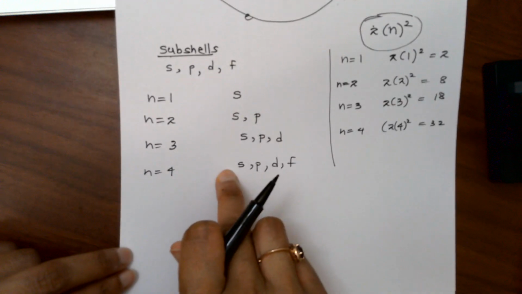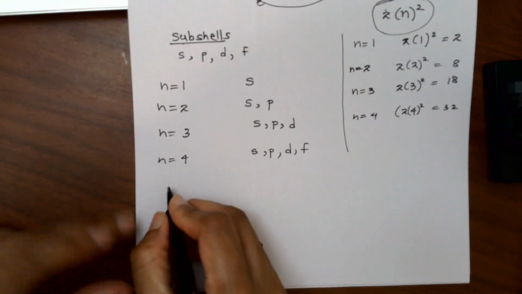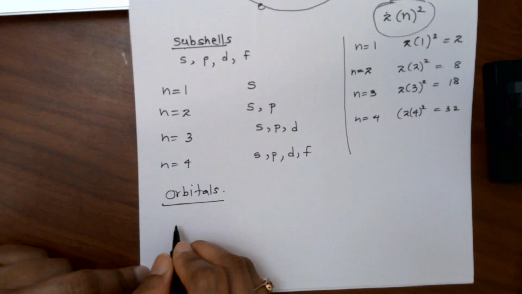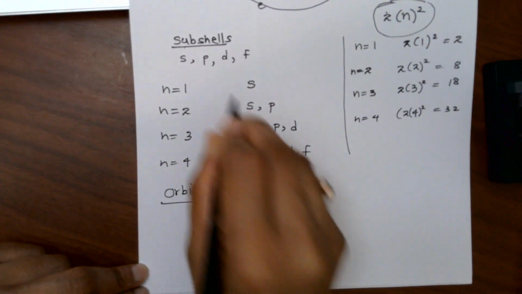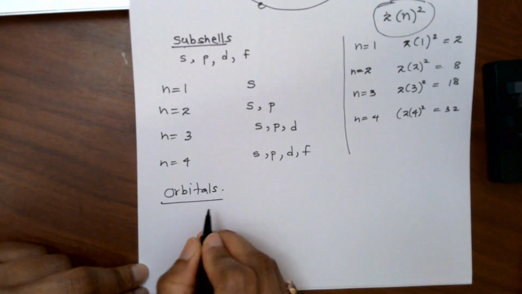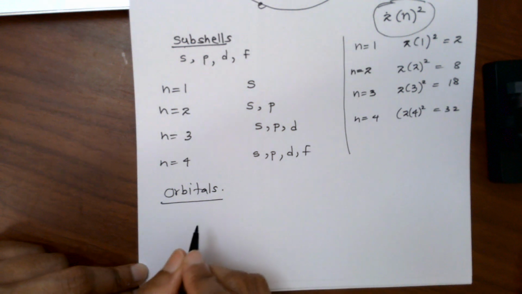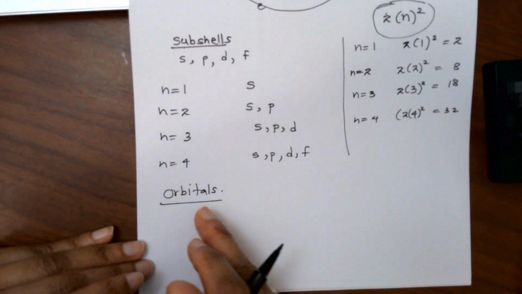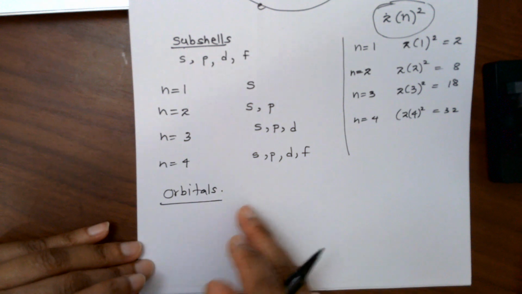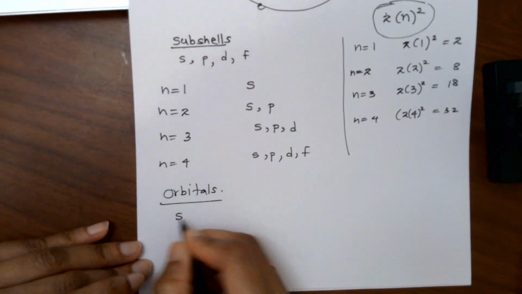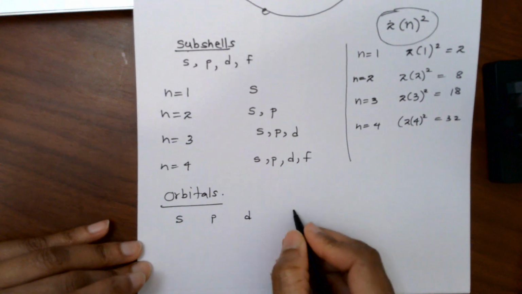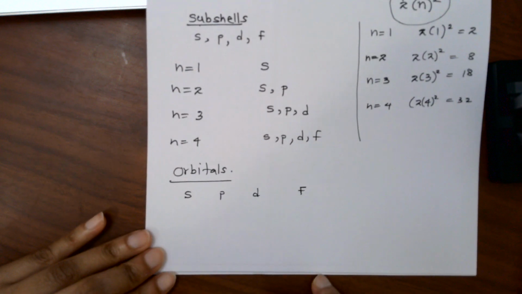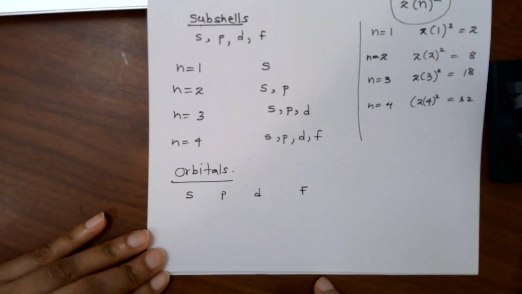Now let's further divide subshells into orbitals. What are orbitals? Orbitals are the regions inside these subshells where there is the maximum probability of finding an electron. In that region, we can find the electrons with the highest probability. They have the same names: s orbital, p orbital, d orbital, and f orbital. Now let's see what their shapes are and how many electrons are inside these orbitals.